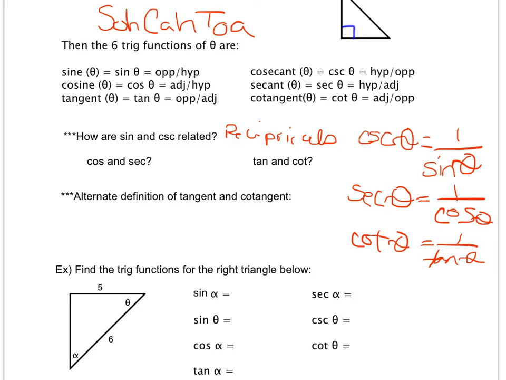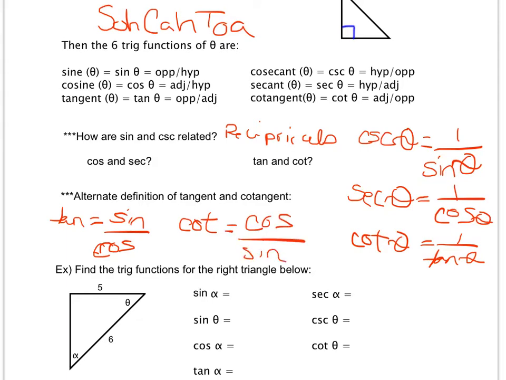I also want to give you an alternate definition of tangent and cotangent. Tangent and cotangent can also be written as tangent is sine over cosine, and cotangent can then therefore be written as cosine over sine. Right now we are going to use these more main definitions here, but as we progress through, we're going to start transitioning, and we'll use these alternate definitions more frequently as well. So let's go ahead and look at two examples.